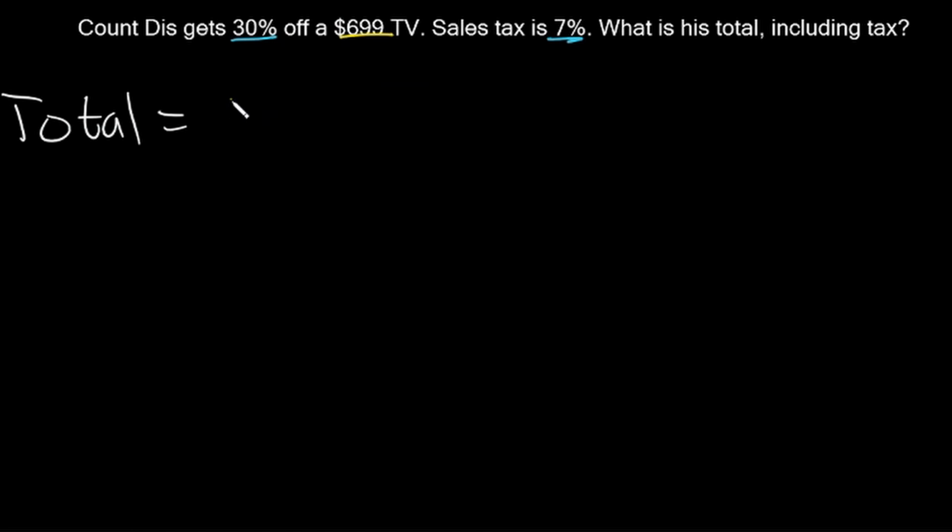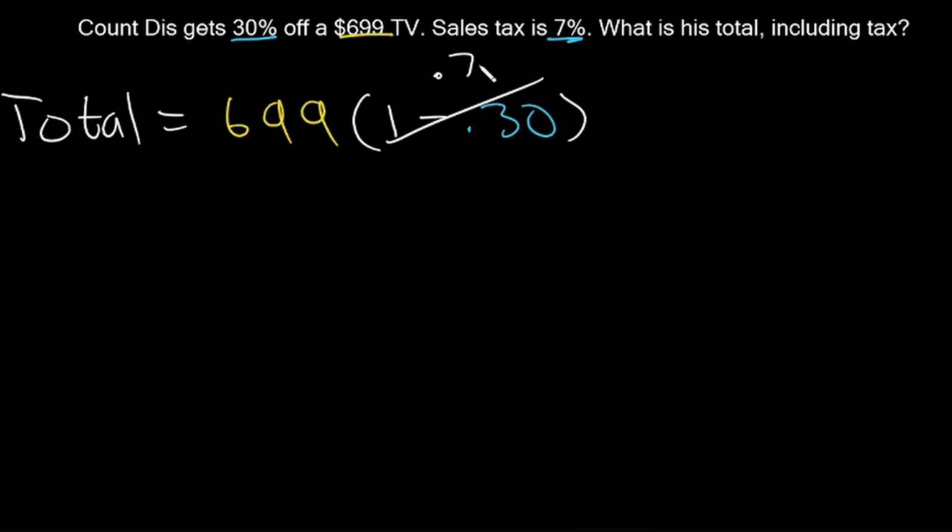So the original price is $699, and then we multiply that by 1, and then this is a discount, so we need to subtract 0.30, because remember, we need it as a decimal. So this is going to be 0.7. So we need to find 70% of 699, and that is going to be $489.30.